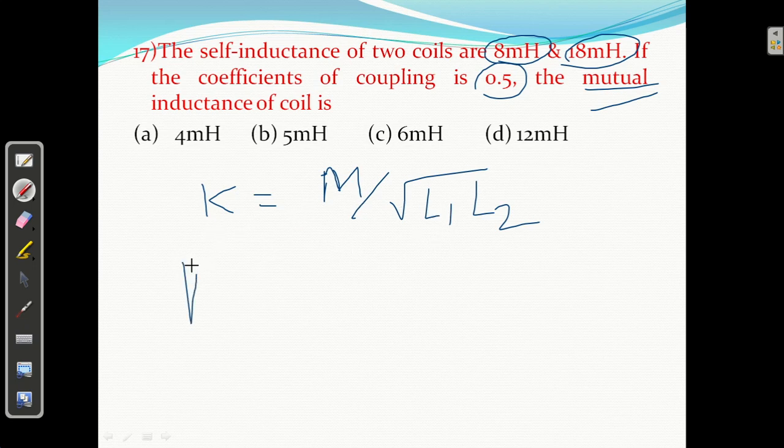So M equal to what? K root L1 L2. So we just have to put in the values. K is given, 0.5.